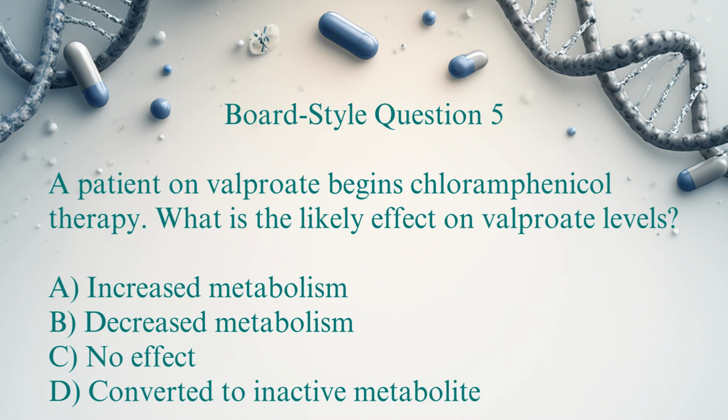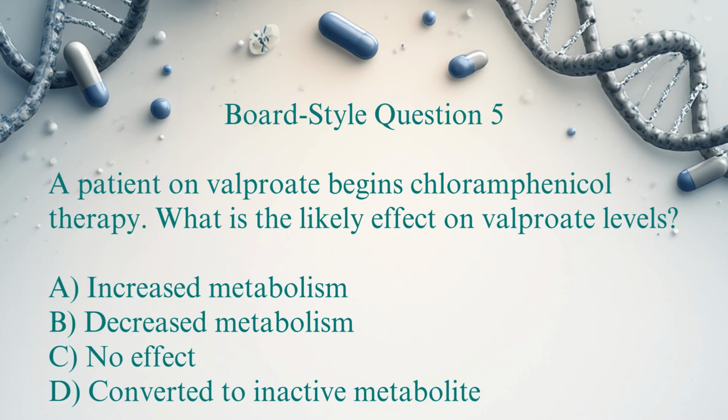Board-style question 5. A patient on valproate begins chloramphenicol therapy. What is the likely effect on valproate levels? A. Increased metabolism. B. Decreased metabolism. C. No effect. D. Converted to inactive metabolite. The correct answer is B. Decreased metabolism.